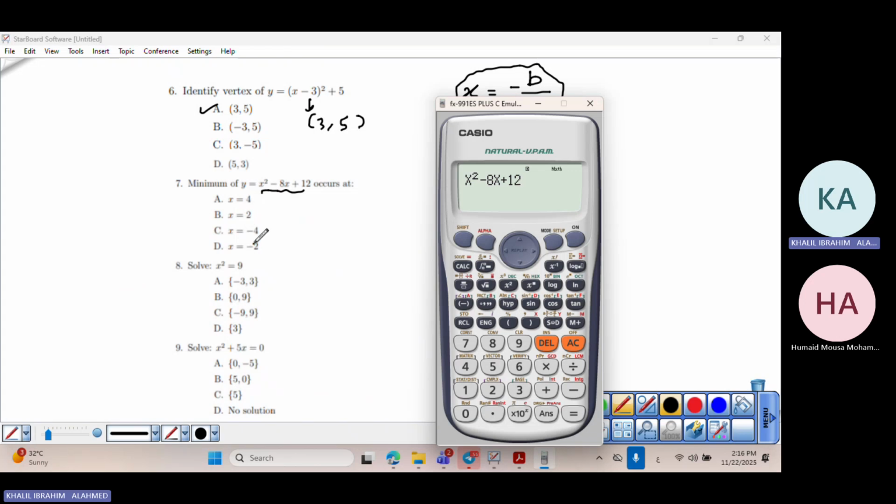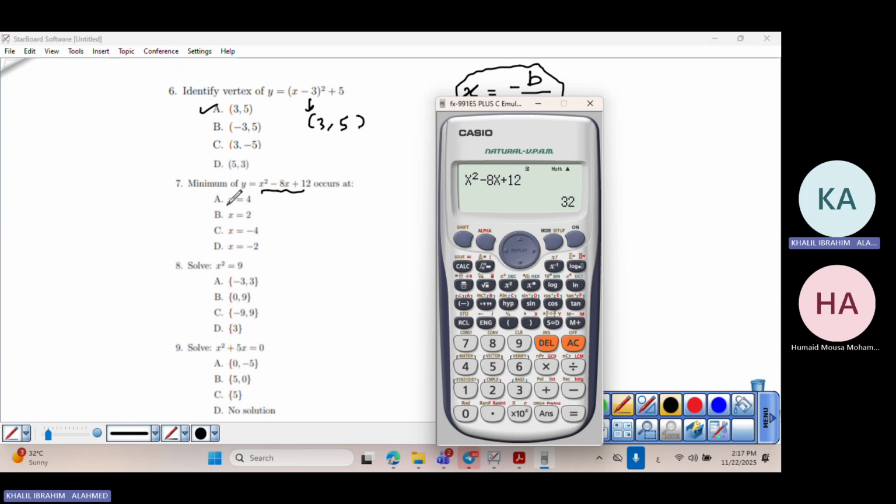Then you can calc all these points, then determine which one is the smallest or minimum, as the question asks. Calc x equals 4, the answer is negative 4. Calc 2, the answer 0. Calc negative 4, the answer 60. Calc negative 2, the answer 32.